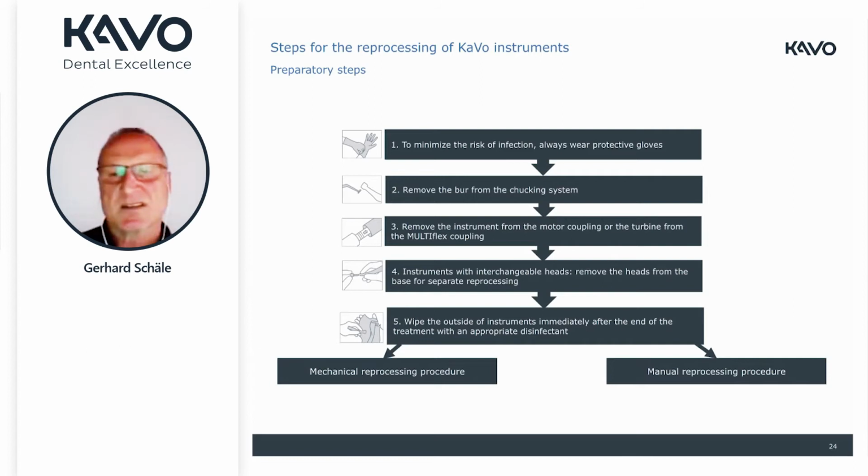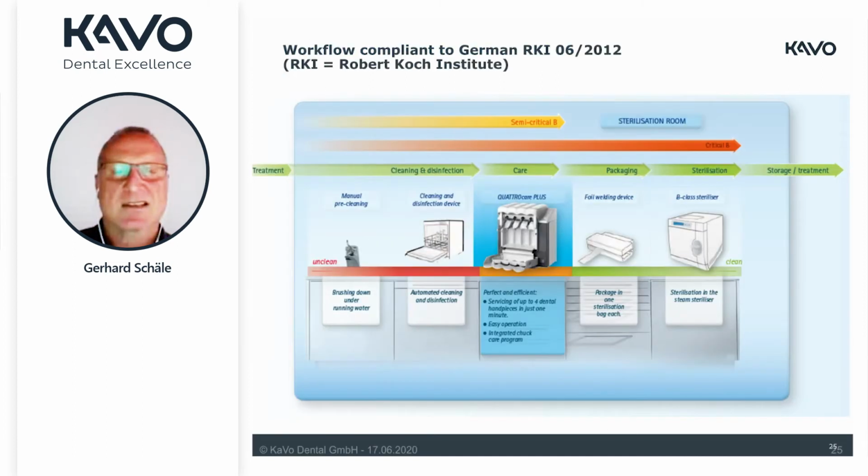What will be the difference of manual and mechanical? Clearly said, the mechanical reprocessing will be done with a machine, that means with a thermal disinfection. The manual reprocessing will be done for semi-critical instruments, where you can do a manual disinfection on the outside. That's the big difference, but we will see this on the next slides.